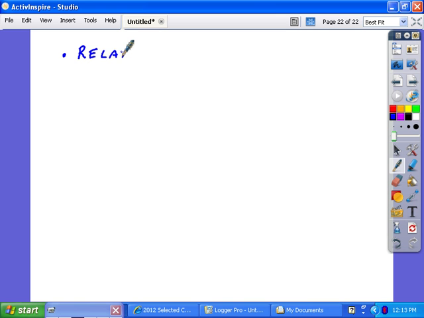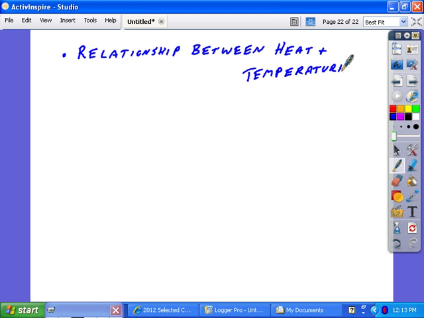The relationship between heat and temperature. The key thing to remember here when we're talking about the relationship between them, number one, they are not the same thing. Temperature is kind of the driving force. Heat is what actually moves. Okay?